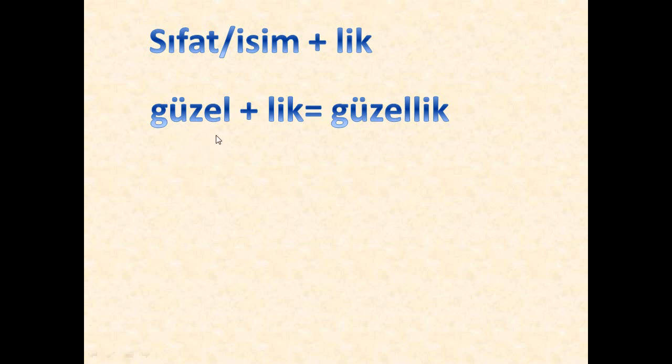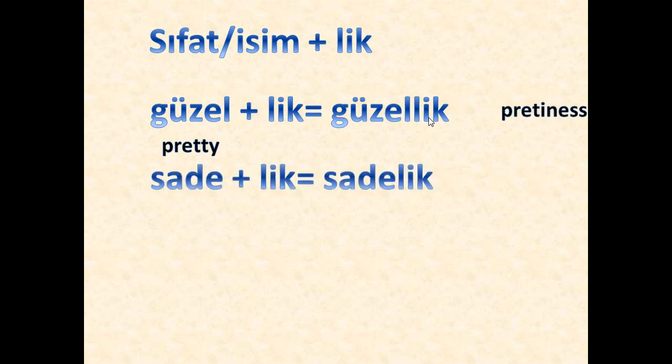We have güzel plus lik, and it becomes güzellik. Güzel means pretty. Güzellik means prettiness. We have sade, plus lik, sadelik. Sade means plain, or if it is a food, it's like nothing inside, like no cheese, no fillings inside. And if it is a color, it means that it is plain. And we have sadelik, which means plainness.